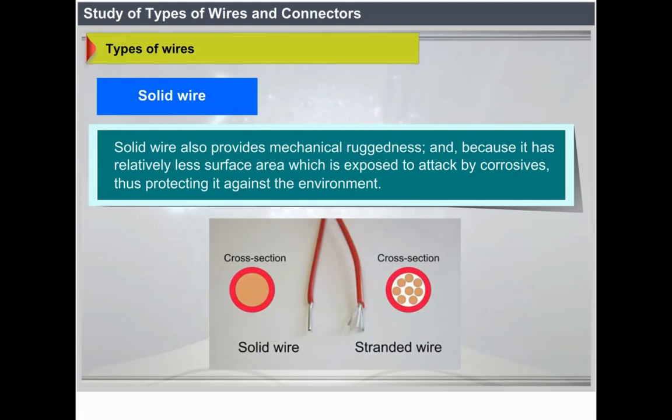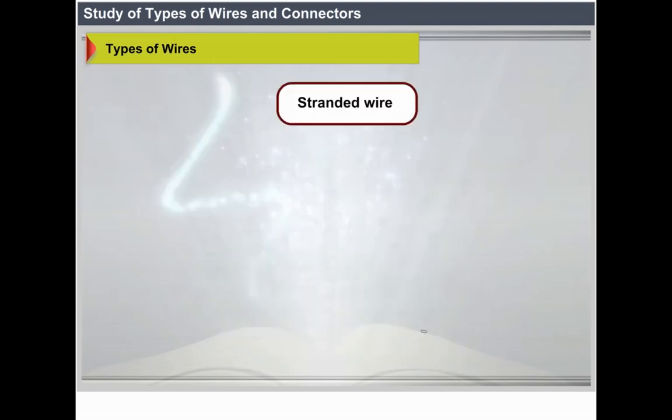Solid wire also provides mechanical ruggedness, and because it has relatively less surface area which is exposed to attack by corrosives, it is protected against the environment.